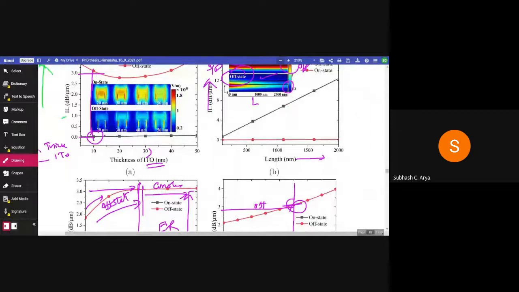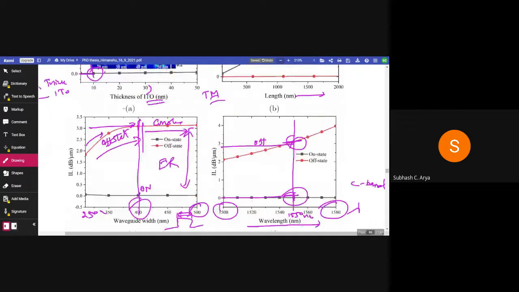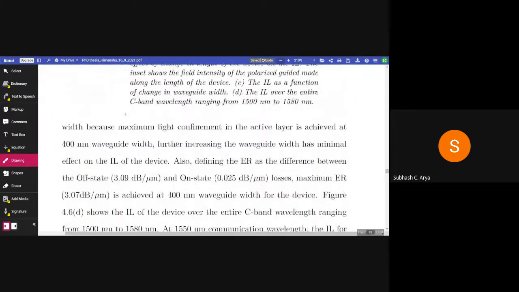So now we have already established that this entire device works in TM mode in a better way, but through this intensity profile, we are trying to show how light is propagating, which we can visually inspect. So let us move further.